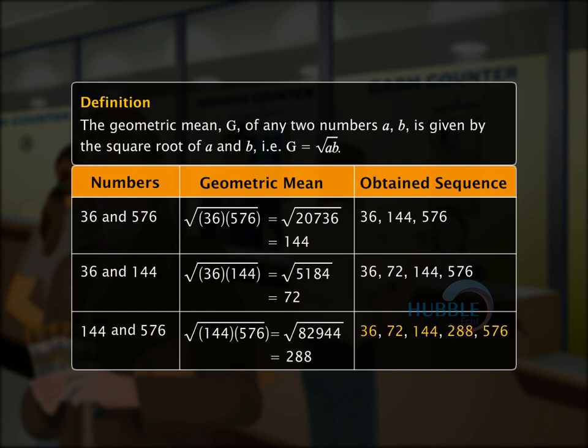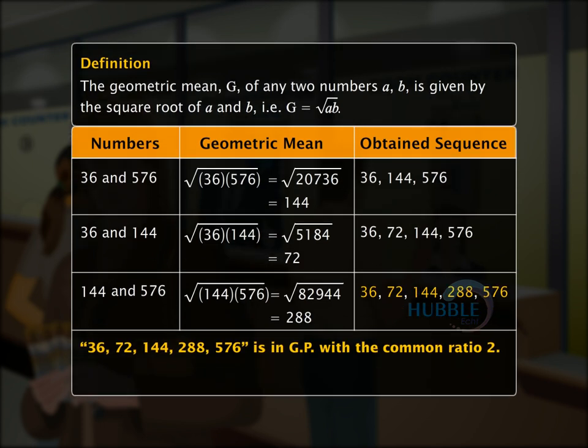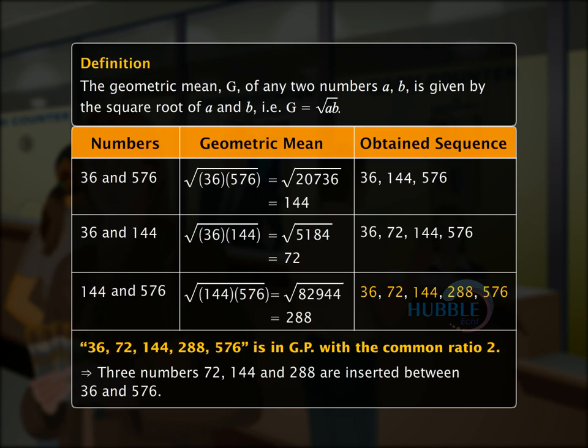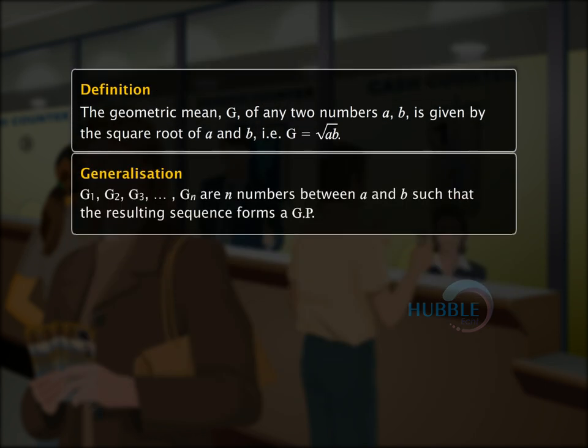Now look at this sequence. Note that the obtained sequence is in GP with the common ratio 2. Therefore, we can insert more than one number between two numbers such that the obtained sequence forms a GP. Now let's generalize our observations by stating that G1, G2 and so on up to Gn are n numbers which can be inserted between two positive numbers a and b such that the obtained sequence of numbers is in GP.